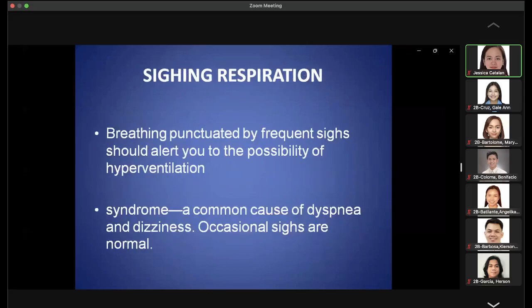Sighing respiration. So breathing punctuated by frequent sighs should alert you to the possibility of hyperventilation. It can be a syndrome, a common cause of dyspnea and dizziness. However, occasional sighs are normal.